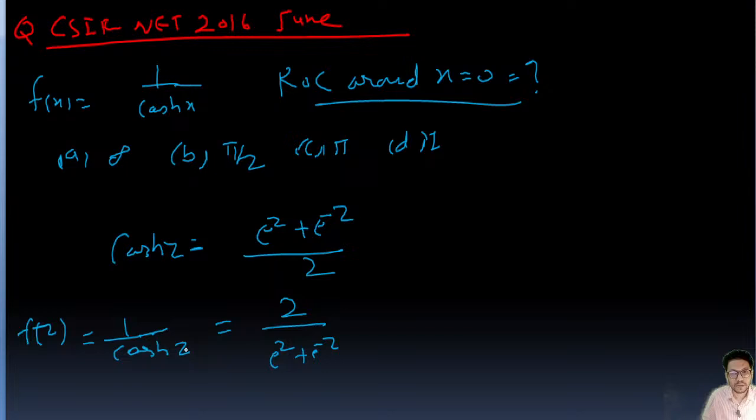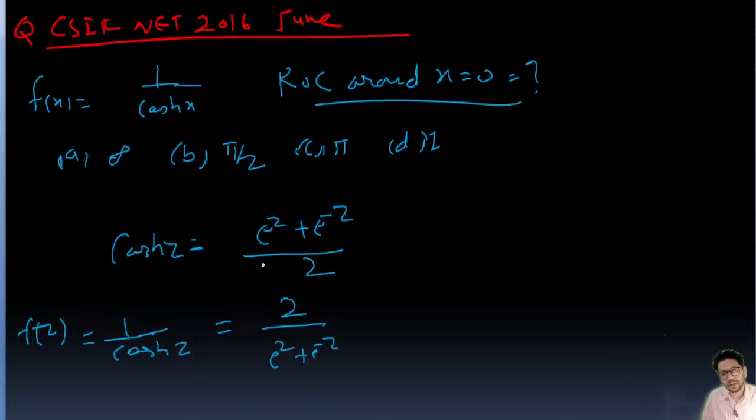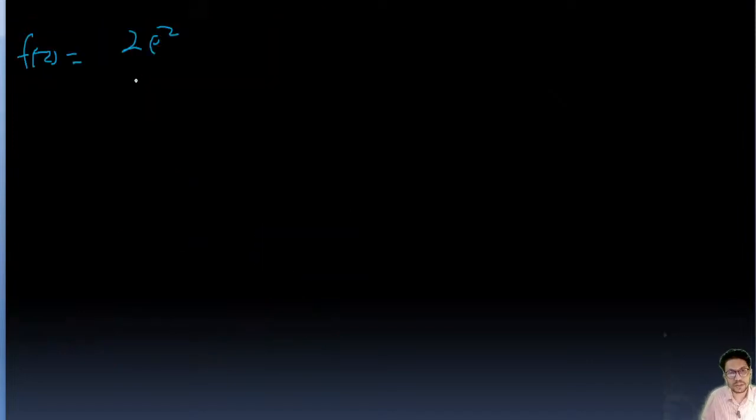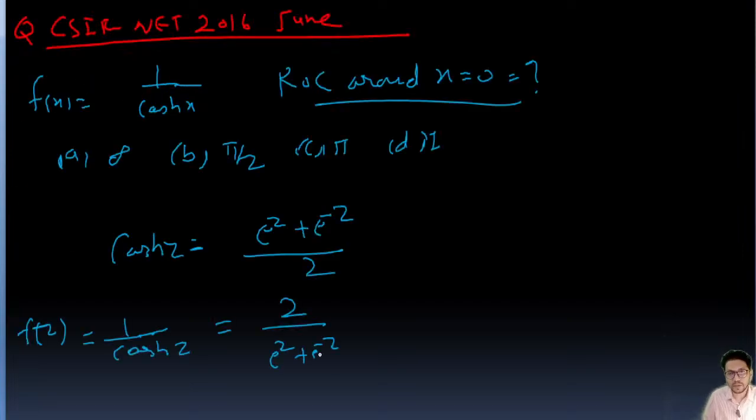So now for poles, we'll simplify it further. So f(z) is going to be 2 e to the power z upon e to the power 2z plus 1. We have multiplied by e to the power z and divided by e to the power z. That's why we got this.